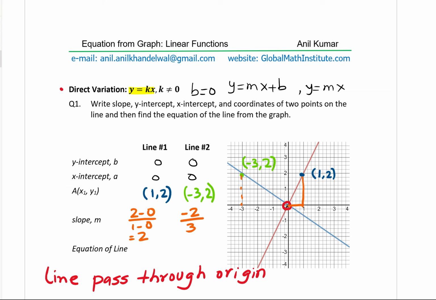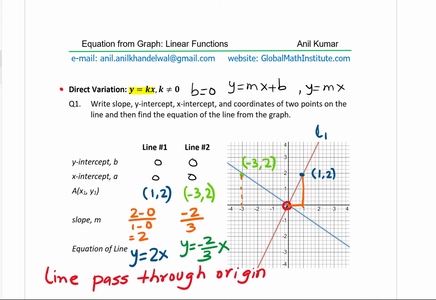Perfect. Keeping that in mind, let me now write down equations for these two lines. Line 1 is this line for us. For line 1, the slope is 2, and therefore we can write the equation as y equals 2x. For line 2, the slope is -2 over 3, and we can write the equation as y equals -2 over 3 x. You can confirm that if the line is rising, slope has to be positive, and if the line is falling, the slope has to be negative. So I hope that makes sense, right?